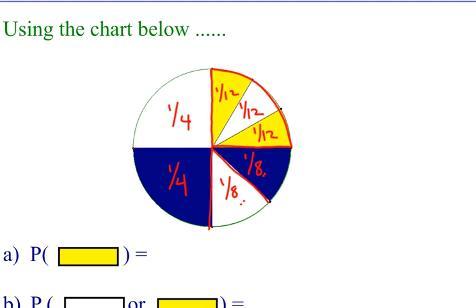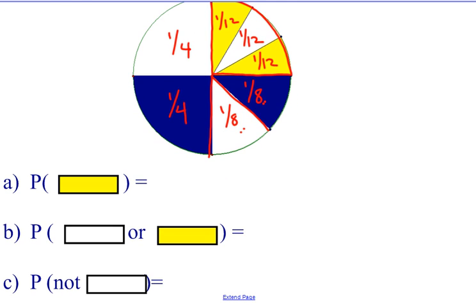So when I look at letter A, what's the probability of it being a yellow slice? So I would take my probabilities that I have. I see I have a 1/12 and a 1/12 that's yellow. So we'll go ahead and add those together. And then if I reduce that, I get 1/6.